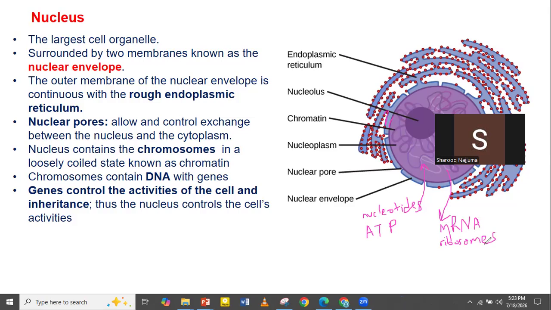Now, the nucleus is said to control cell activities, but how does it control cell activities? It does so simply by housing DNA. So the DNA contains genes, and those genes are responsible for controlling all the activities of a cell, and they determine and control inheritance. So because the nucleus has DNA, which controls all the cell activities, that is why it is said that the nucleus controls cell activity simply by having DNA.